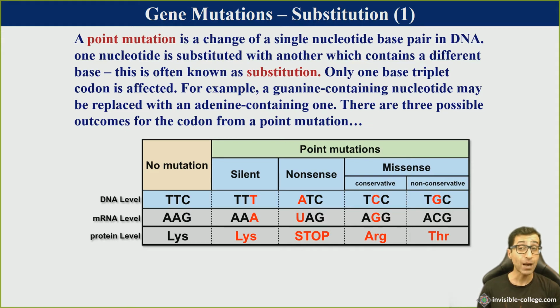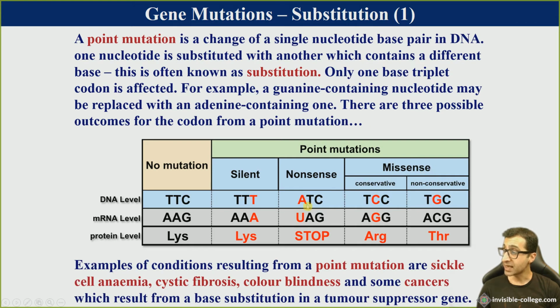Now there are three possible outcomes for the codon from a point mutation. You can either have a silent mutation, a nonsense mutation, or a missense mutation. Examples of conditions resulting from point mutations include some of the conditions that we've mentioned in previous webinars and that we're going to make reference to in this webinar and others as well. These would be things like sickle cell anemia, cystic fibrosis, colour blindness, and various kinds of cancers which result from a base substitution in a tumour suppressor gene. We're going to look at the topic of tumour suppressor genes in a lot more detail later on in this webinar.